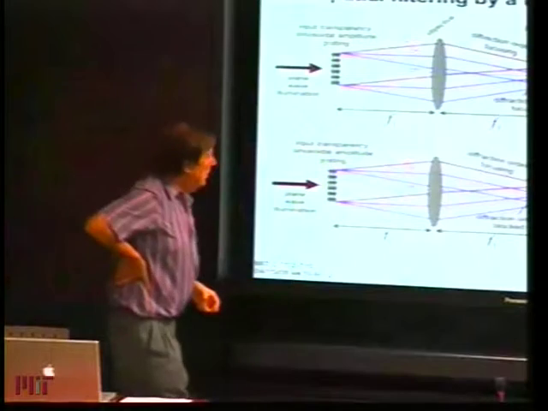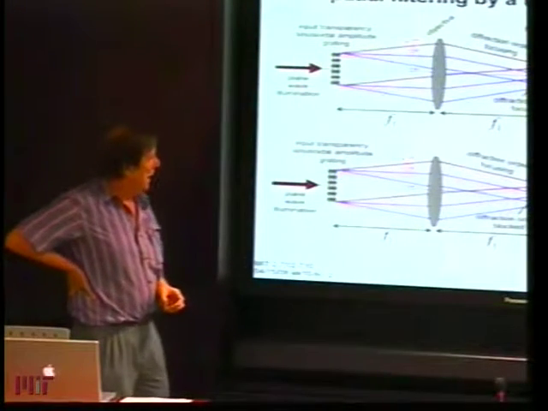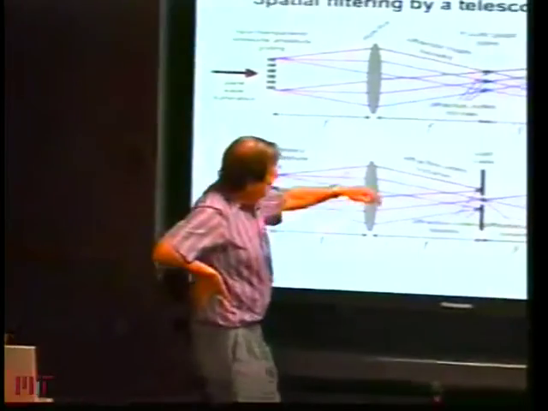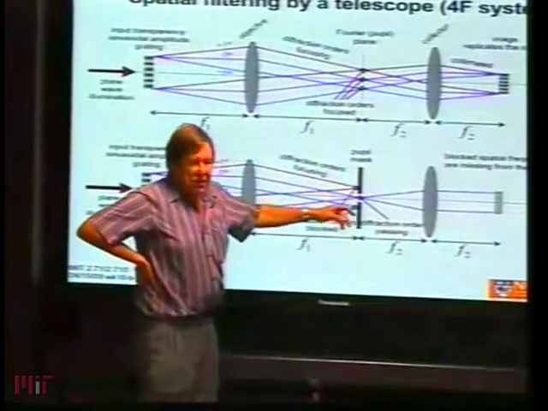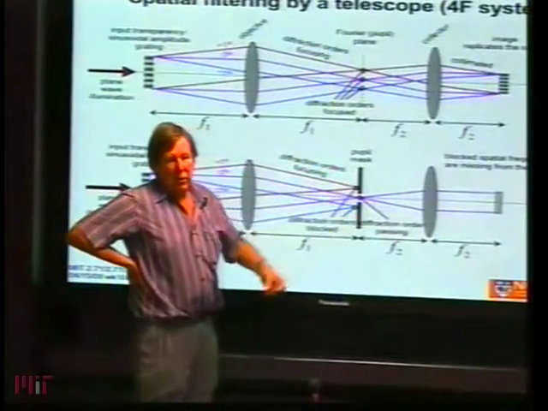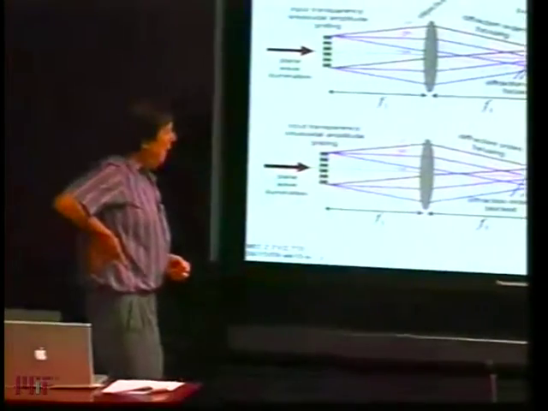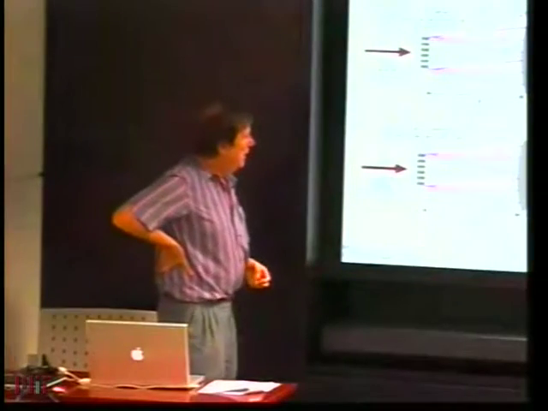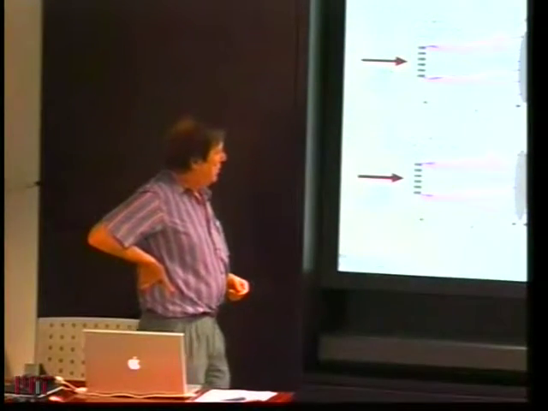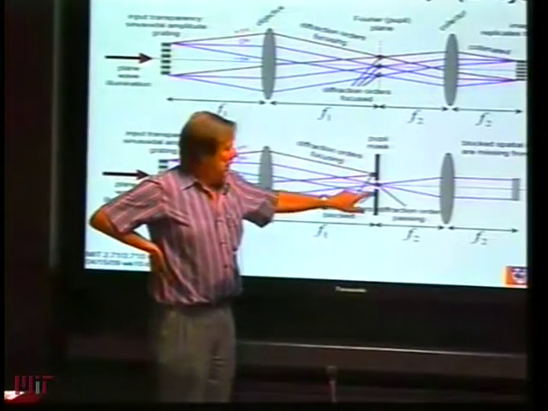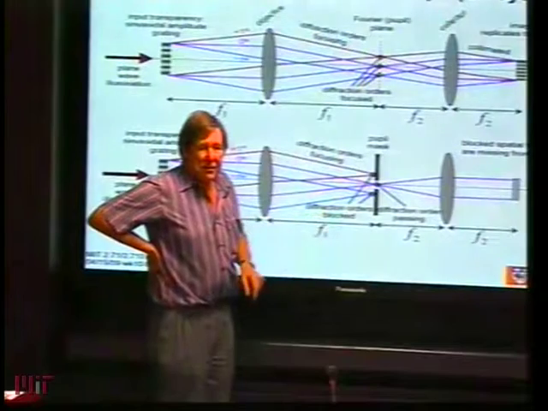Right, now, the next thing to look at is what happens if we now place something in this plane that changes the relative strength of these different orders. And there are lots of things that we could try. The first one, the simplest one to look at, is what happens if we just put in a mask here that lets through the zero order and not the others.